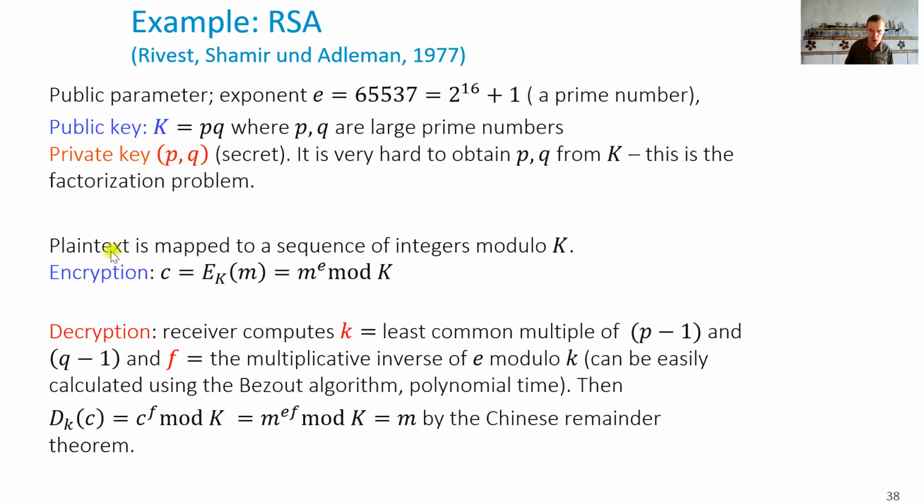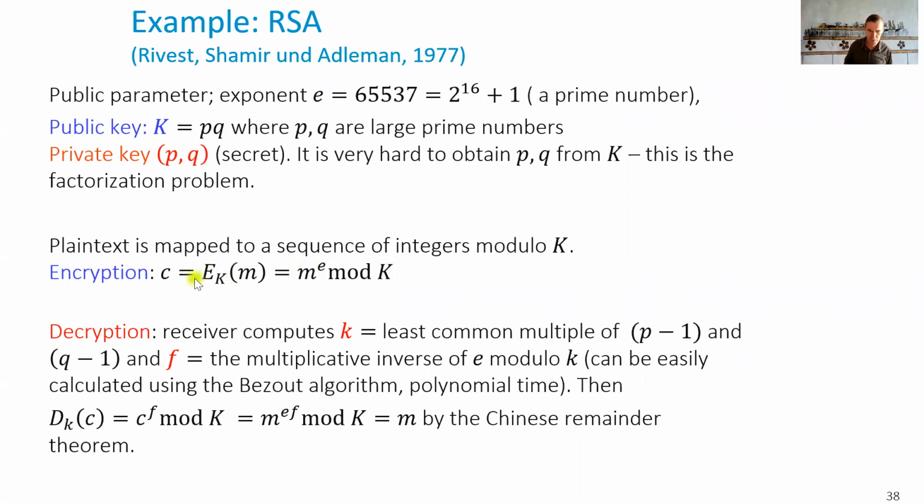Now, how does it work? Well, if I have a plain text, first I map it into a sequence of integers modulo K. So I do modulo K arithmetic, which can be done because K is public. And the encryption consists in taking a message m, exponentiating to the power e, and taking the modulo K.